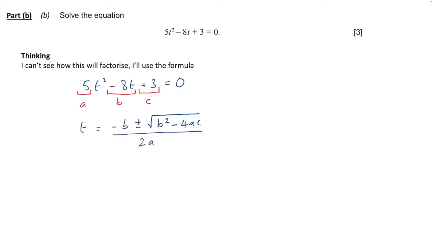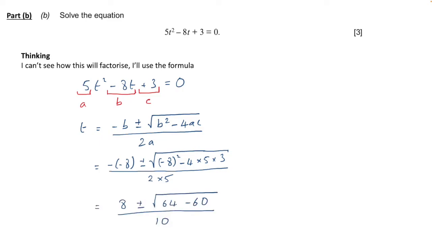Okay, there's the formula, copied if you like, or if you've learnt it, fine, but you can check it on the front of the paper if you need to. And we then pop the numbers in. And first of all, even though we know b is minus 8, we know we've got minus b, so minus 8 is 8. It's not a bad idea just to copy the formula out with the numbers put in.